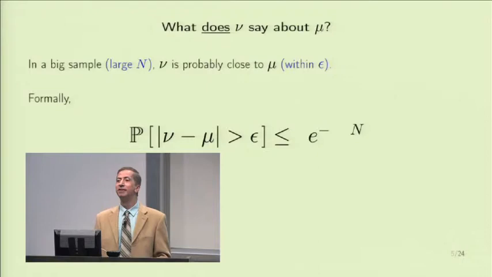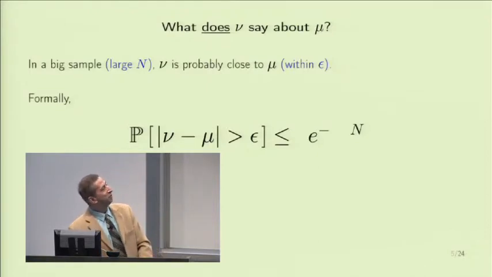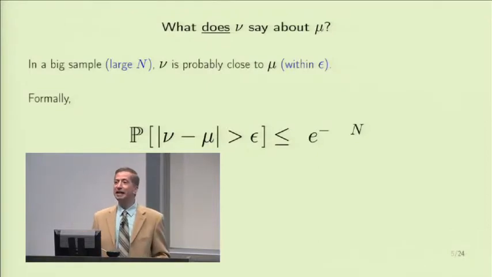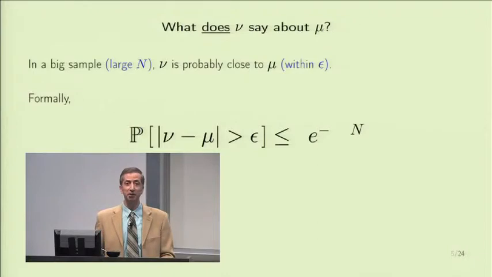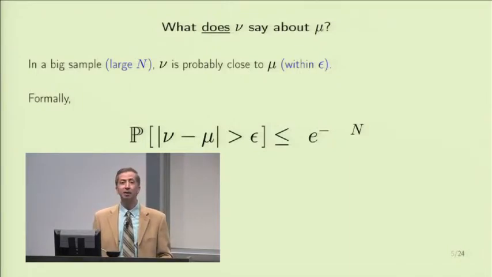Good news. It's e to the minus n. It's a negative exponential. That is great because negative exponentials tend to die very fast. So if you get a bigger sample, this will be a diminishingly small probability. So the probability of something bad happening will be very small, and we can claim that indeed nu will be within epsilon from mu, and we will be wrong for a very minute amount of the time. But that's the good news.